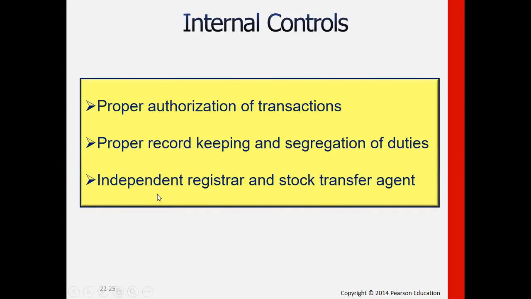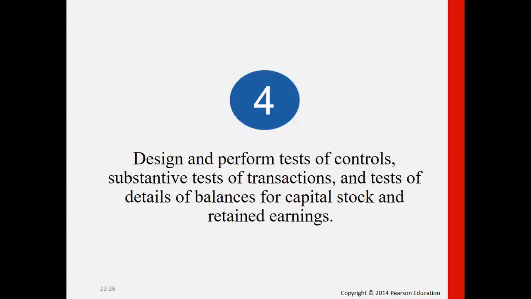Then in terms of equity accounts, because there are quite plenty of them, there should be an independent registrar, meaning a keeper of the records involving shares and stocks, independent from other people or other personnel or officers in the organization, and a stock transfer agent in cases of buying and selling of shares or issuance of shares. All right, next is objective 4. This is now on the test of controls, TOC, for capital stock and retained earnings.